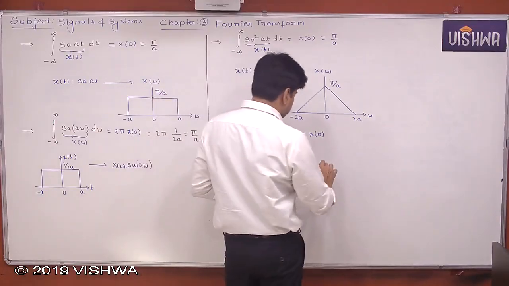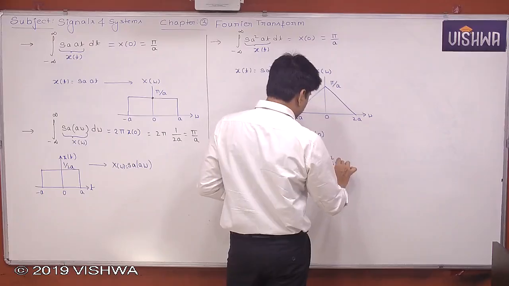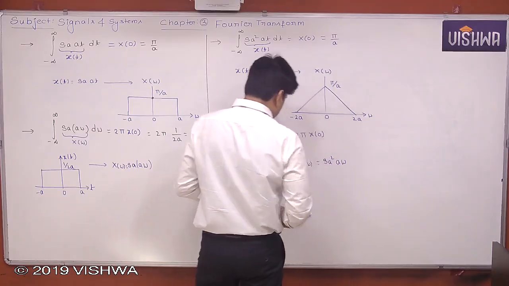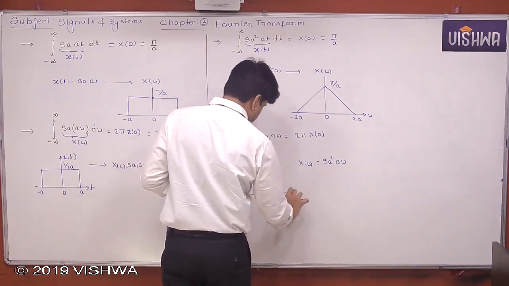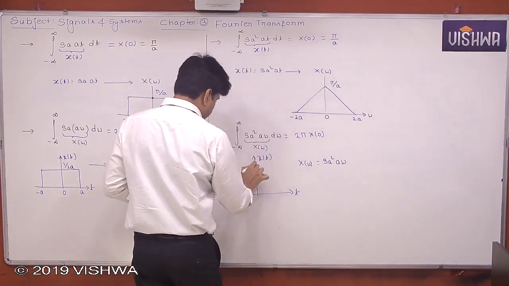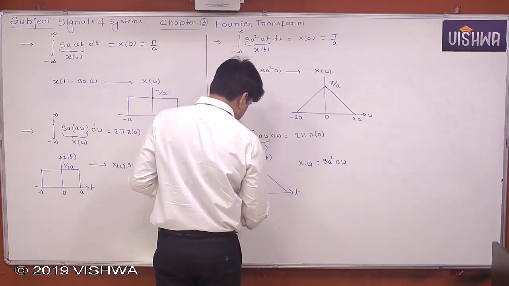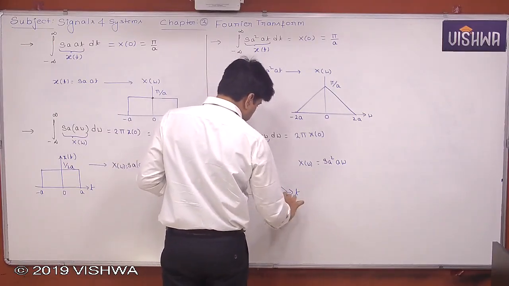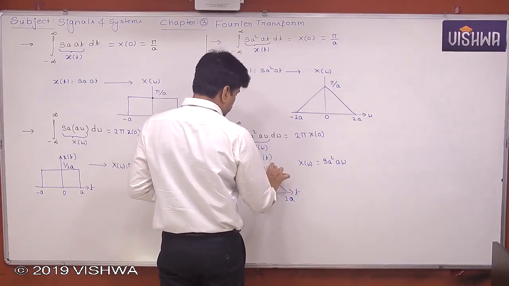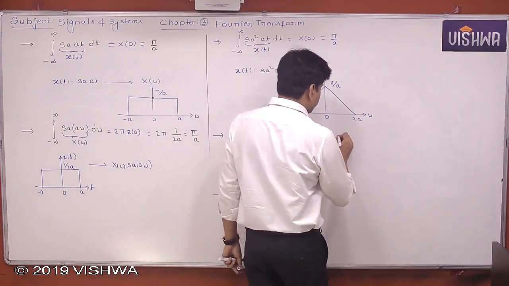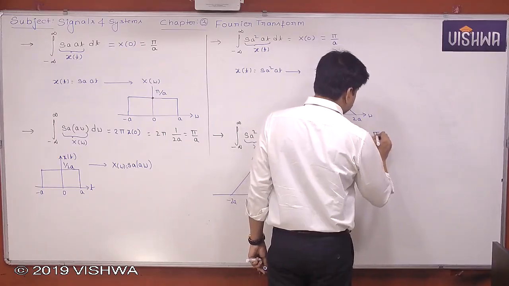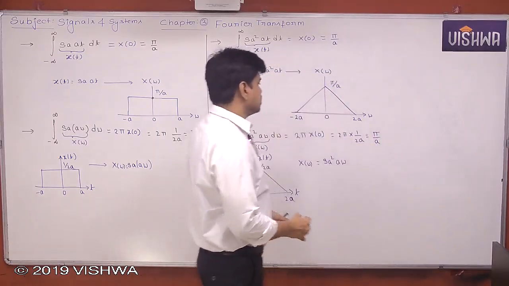So let's say to get sampling square a omega as x of omega, what should be its time domain expression? X of t has to be a triangular wave between minus 2a, 0, 2a, and here 1 by 2a. So 2 pi into 1 by 2a, the 2 gets cancelled. Finally this is nothing but pi by a.